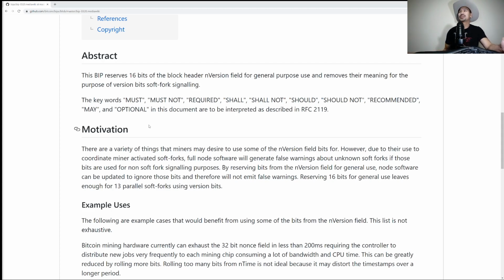The keywords must not, required, shall not, should not, recommended, may, and optional in this document are to be interpreted as described in RFC 2119. All right, so basically what it's saying is the version field is 4 bytes or 32 bits. Right now, other than the top 3 bits, the other 29 bits are reserved for soft fork signaling as per BIP 8 and BIP 9.